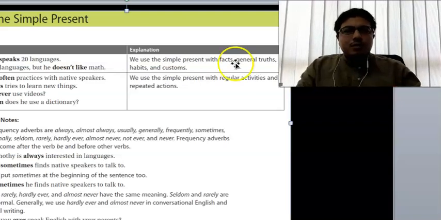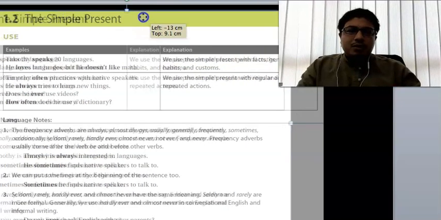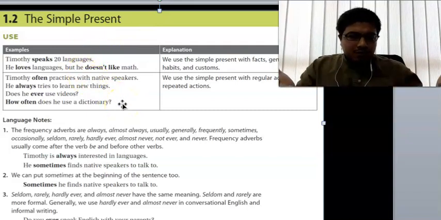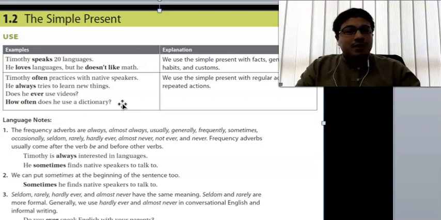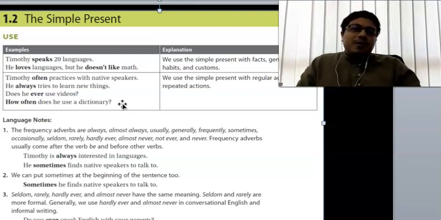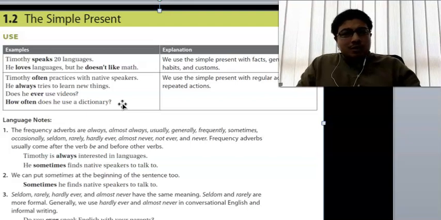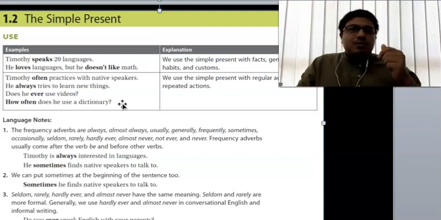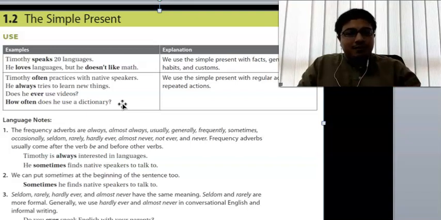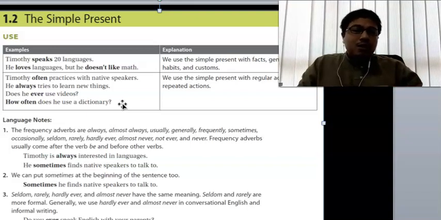We also use simple present tense when we want to talk about habits or routines. For example, I wake up at 7 every morning. I wake up at 5 every morning. Or I drink coffee every morning. Or I go to class at 7 every morning. So you don't say I went to class every morning. You don't say I drank coffee every morning. You don't say I woke up at 7 every morning. Because it is a routine, a habit, you use simple present tense.